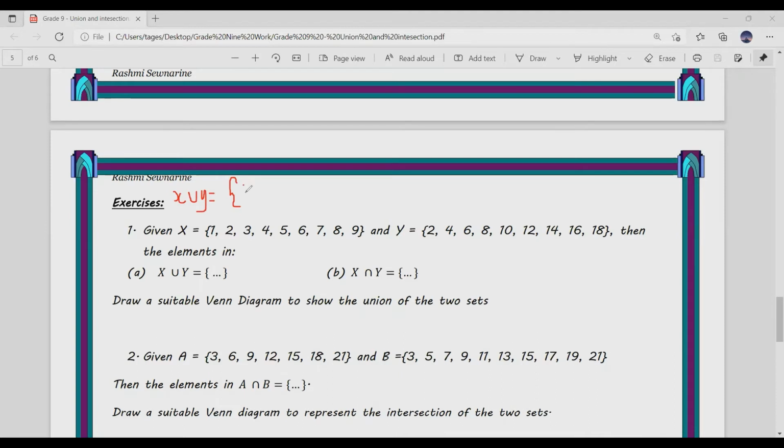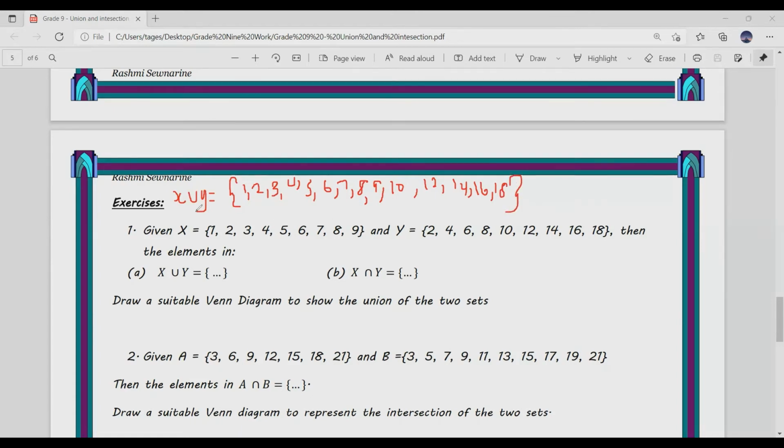So we will have 1, 2, 3, 4, 5, 6, 7, 8, 9, 10. We don't have 11, but we are given 12. So we have 12, we don't have 13, so 12, 14, 16, and we have 18.